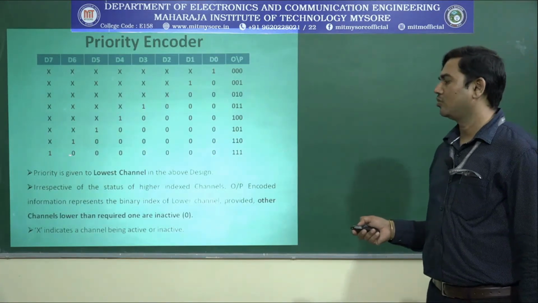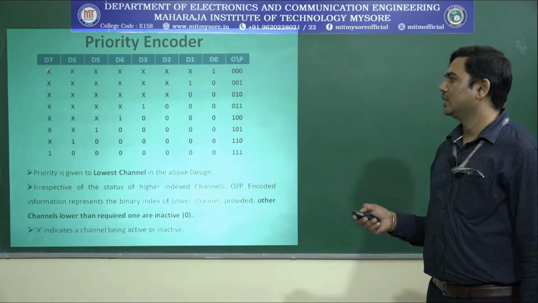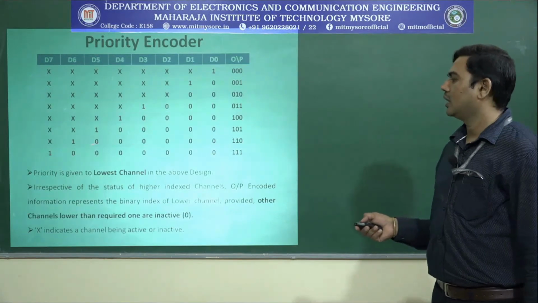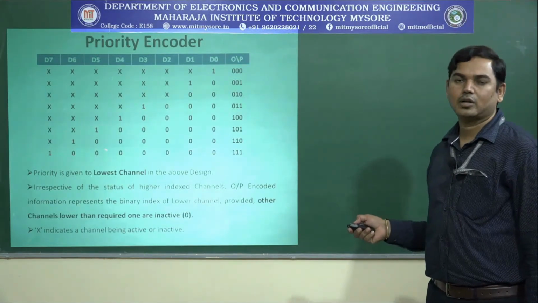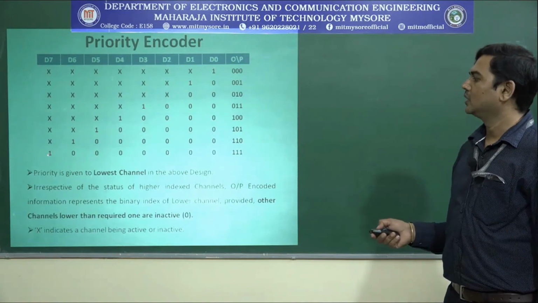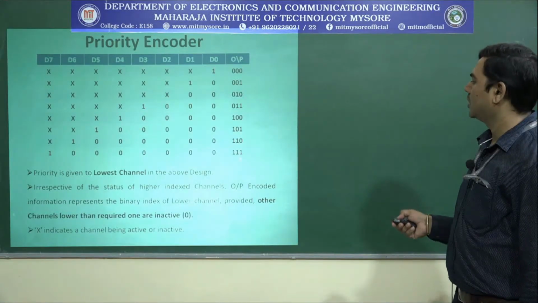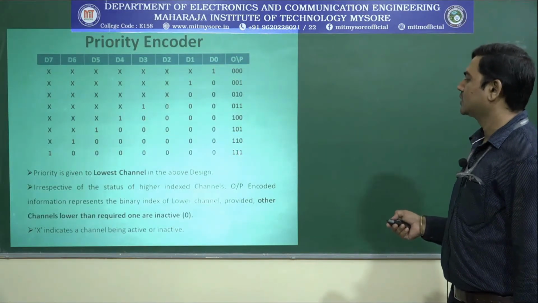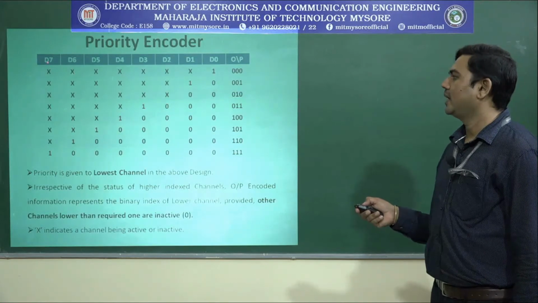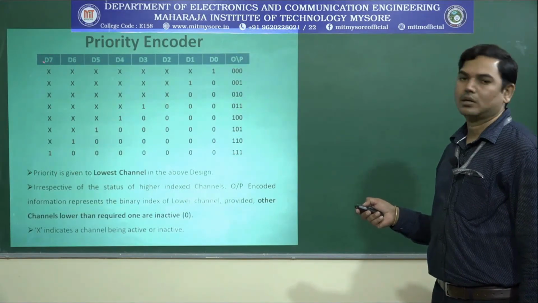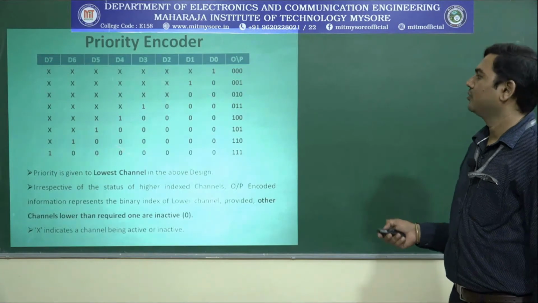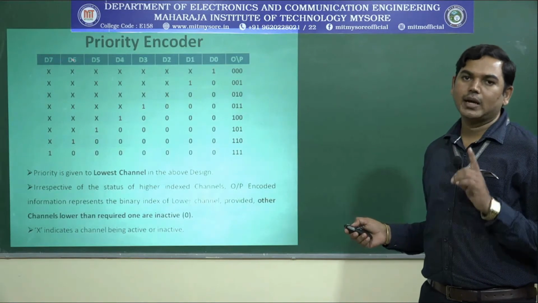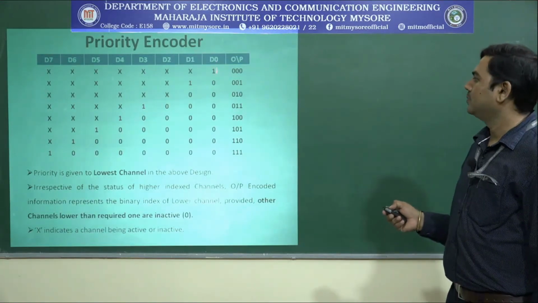That is why we have zeros all over this place. Once D7 is high and all other channels are low, they have not been pressed, then the priority encoder will output this index 111, which is nothing but the binary code for channel number 7. This is how the functional table for a priority encoder with the priority assigned to LSB looks.